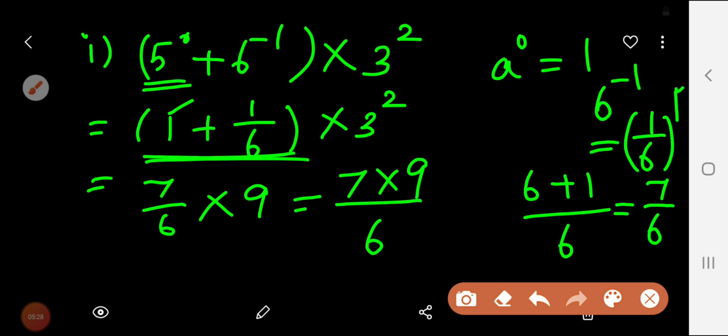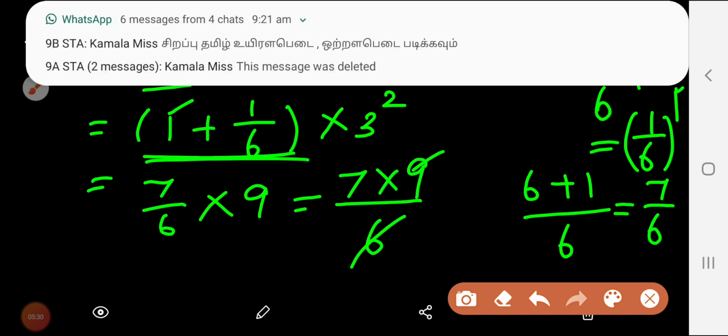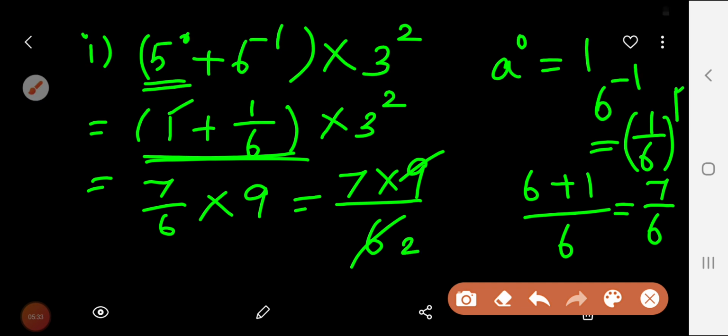Now we can simplify the terms. By using 3 we can cancel this one. 2 3s are 6, 3 3s are 9. Now 7 into 3 is 21 divided by the term is 2. So this is our final answer. Hope you understand. Next, subdivision 2.